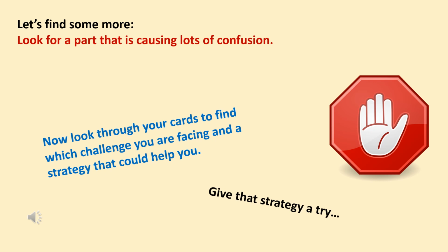The first step with any tricky text is to stop. Don't just keep plowing ahead. Stop. When there's a part that's causing confusion, I want you to look around. Identify the part that's causing the confusion. Then look through your cards. Find the challenge that you're facing, and on the back, there should be a strategy that could help you. Give that strategy a try.